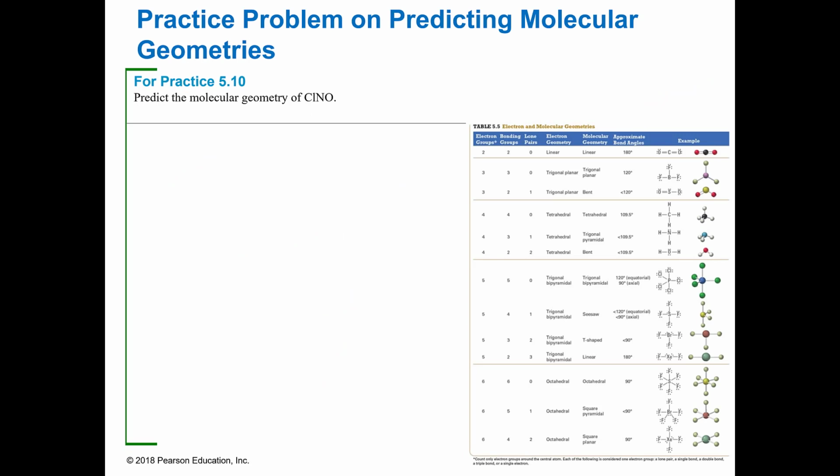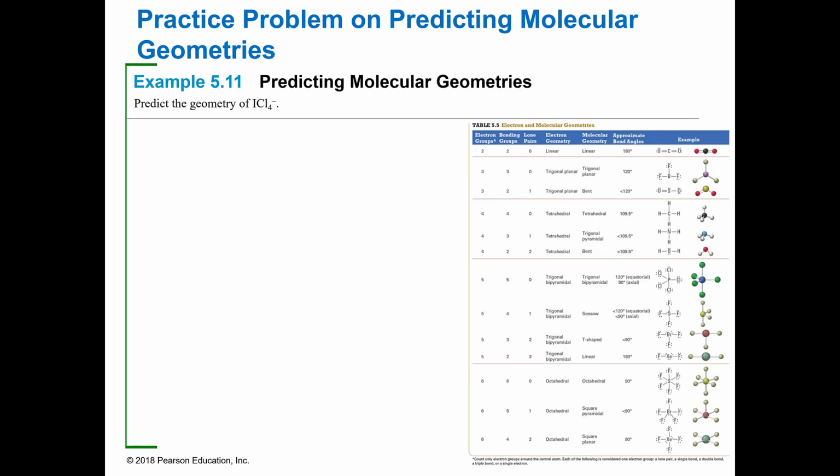So here's one for you to do, the practice, the molecular geometry of ClNO. I'm going to do this one with you because this one's fun. This is ICl4. Okay. So I'm going to do the skeleton.